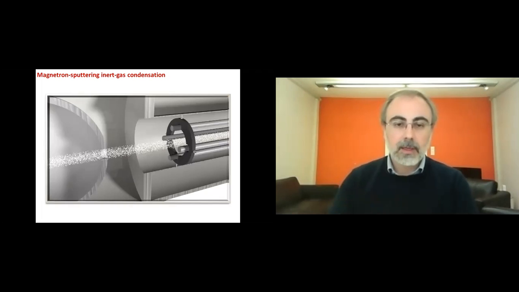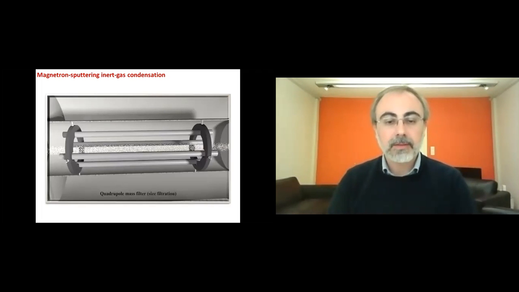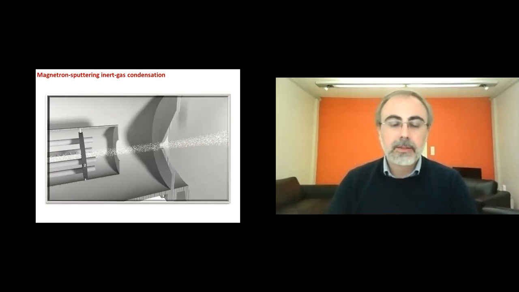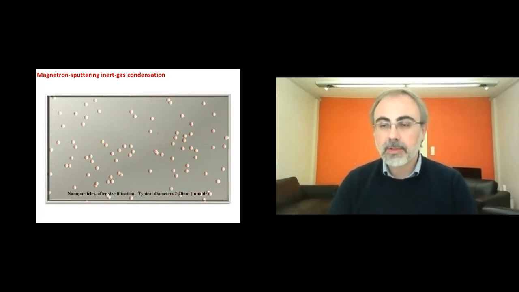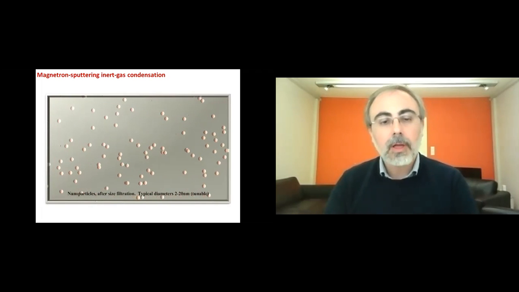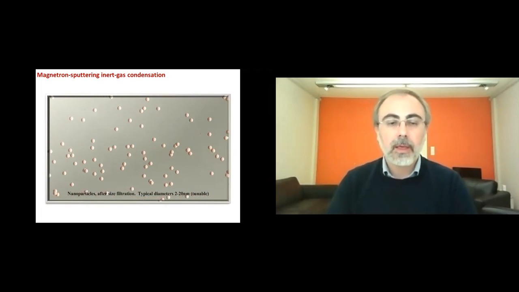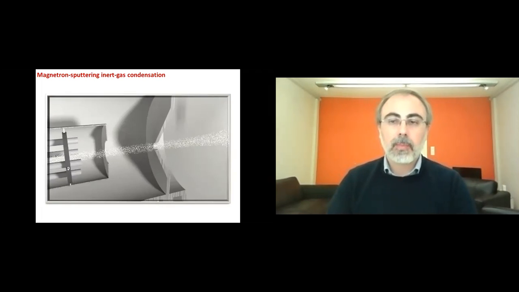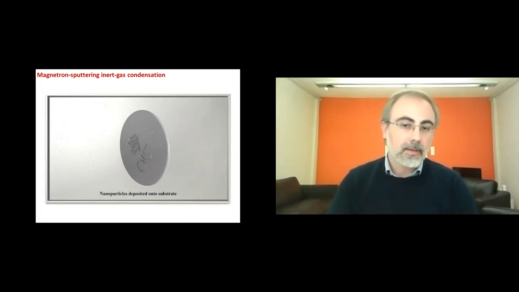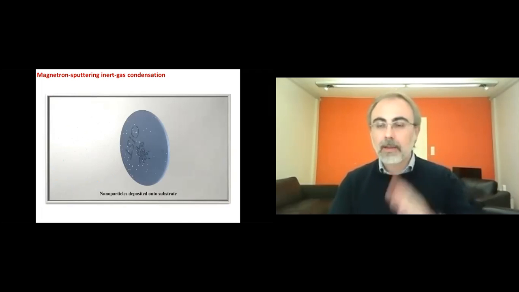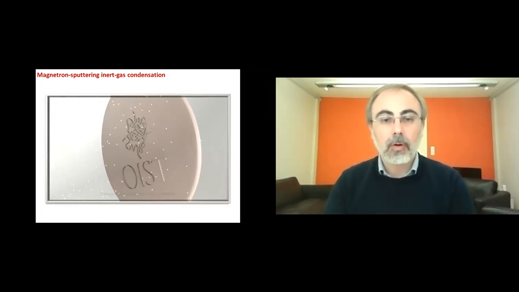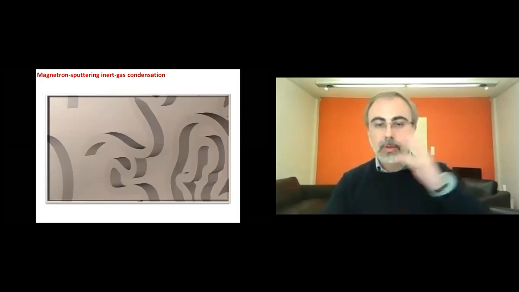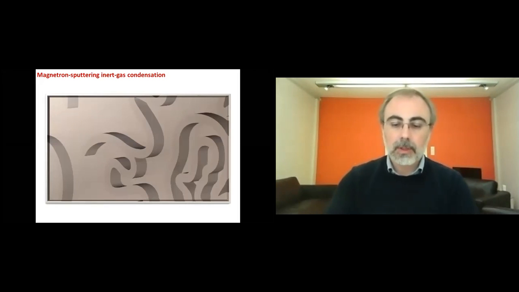So once the clusters are formed, they enter the mass filter. It's a quadrupole mass filter, which is using electric fields to deflect all the particles which are not in a specific size window. And then you end up with a cluster beam of particles which have more or less the same size. And we can have a quite narrow size distribution. And of course, in the end, the particles are deposited on the substrate, which is rotated so that you can get a more homogeneous deposition.